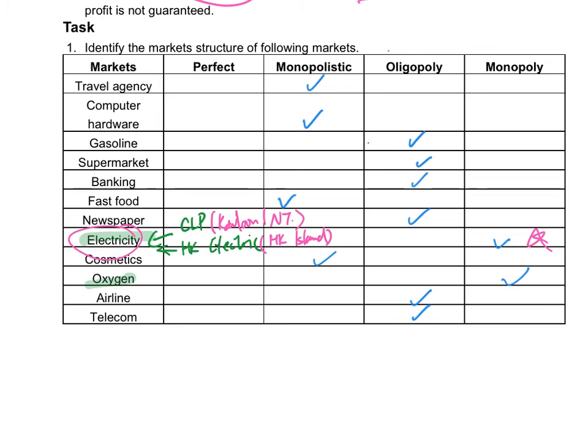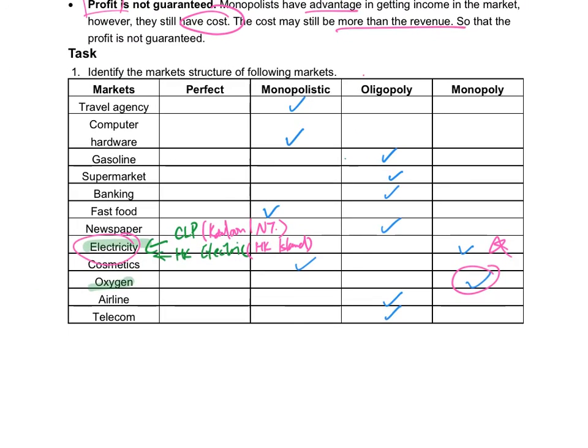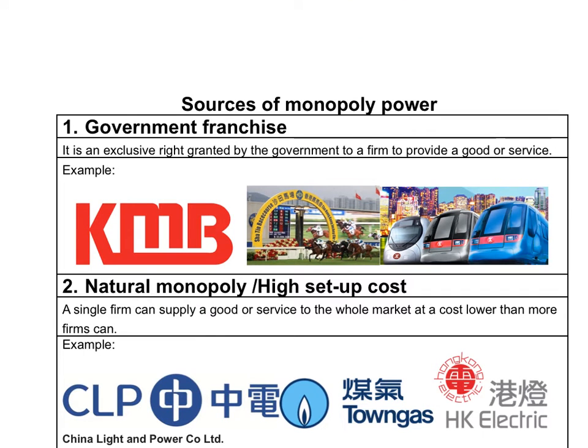And for oxygen, that is a very small market, but there's only one company making oxygen in Hong Kong. Okay, the last part of the day is we are trying to find out why some companies can become monopolies, because they really have an advantage. So let's try to figure out why they can become that.